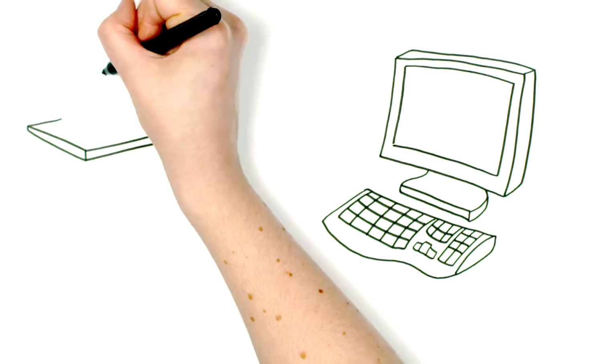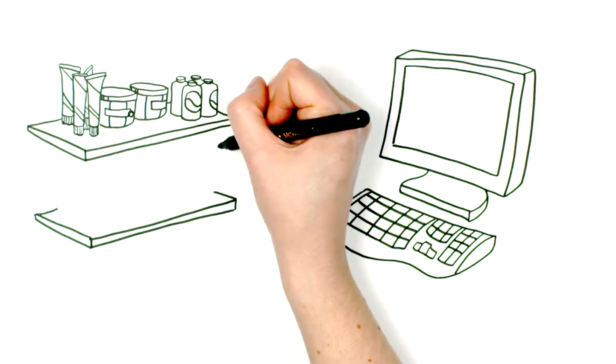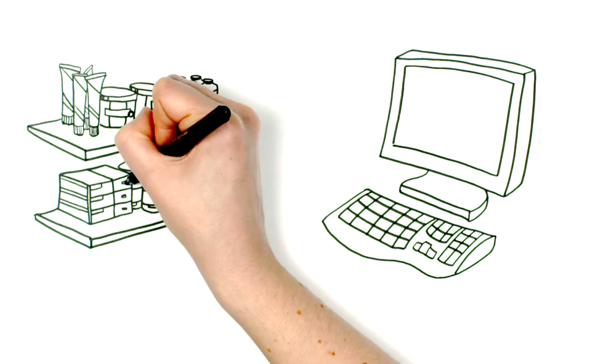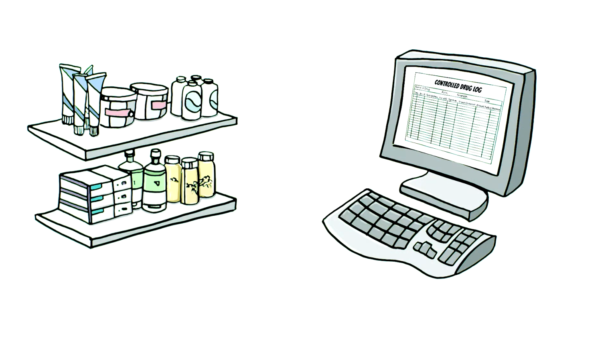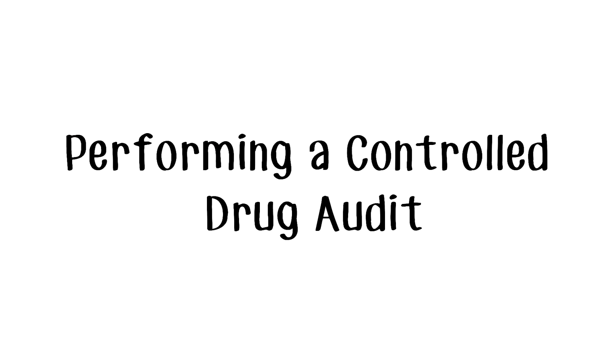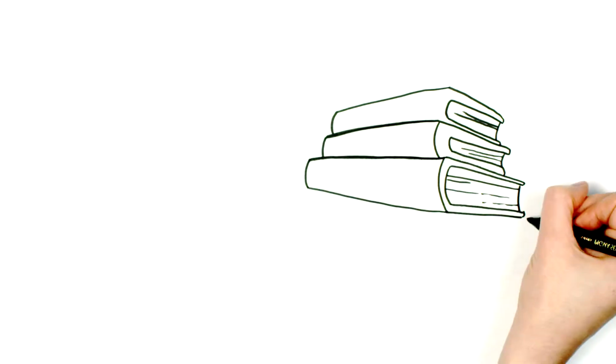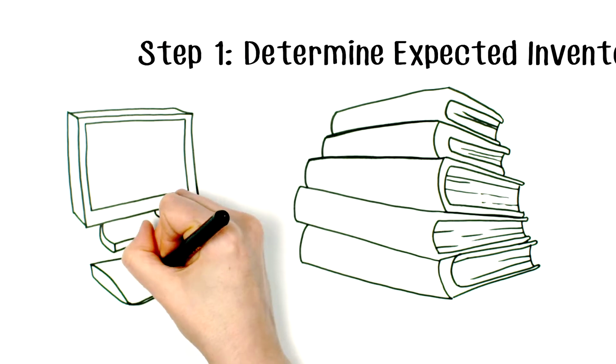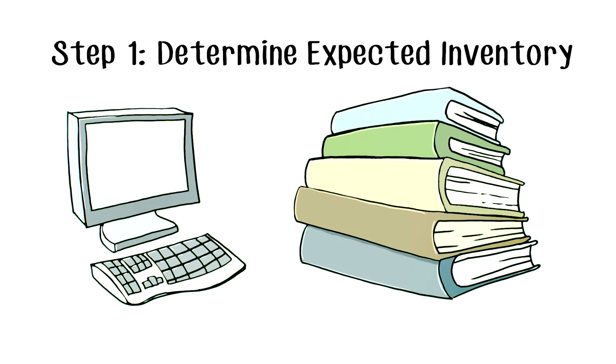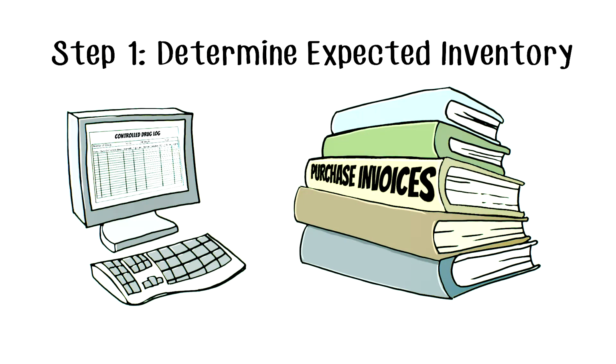An audit reconciles the actual inventory and the expected inventory determined from the controlled drug log. Frequent audits assist with inventory management and ensure irregularities are detected, resolved, and reported in a timely fashion. The steps in performing a controlled drug audit are as follows. Step 1. Determine your expected inventory. This is the quantity of a drug you expect to have on hand based on the information contained in the controlled drug log and other records, such as purchase invoices.